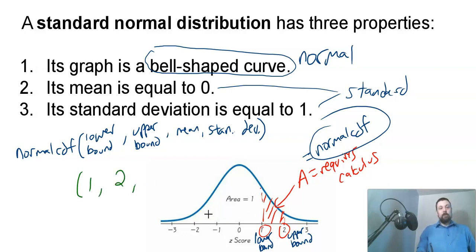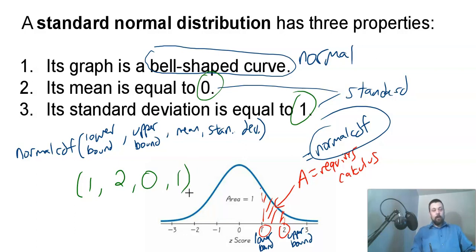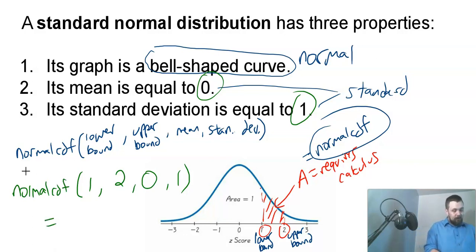The upper bound is 2. Assuming this is a standard normal distribution, the mean is 0 and the standard deviation is 1. So that's what you would type in with normal CDF. And let's see what answer we get from that. So I'm going to go to distribution. Normal CDF is pretty close to the top. And then we're going to have the lower bound is 1, the upper bound is 2, the mean is 0, the standard deviation is 1, close the parentheses, and I get 0.136. Well, I'll go four decimal places.